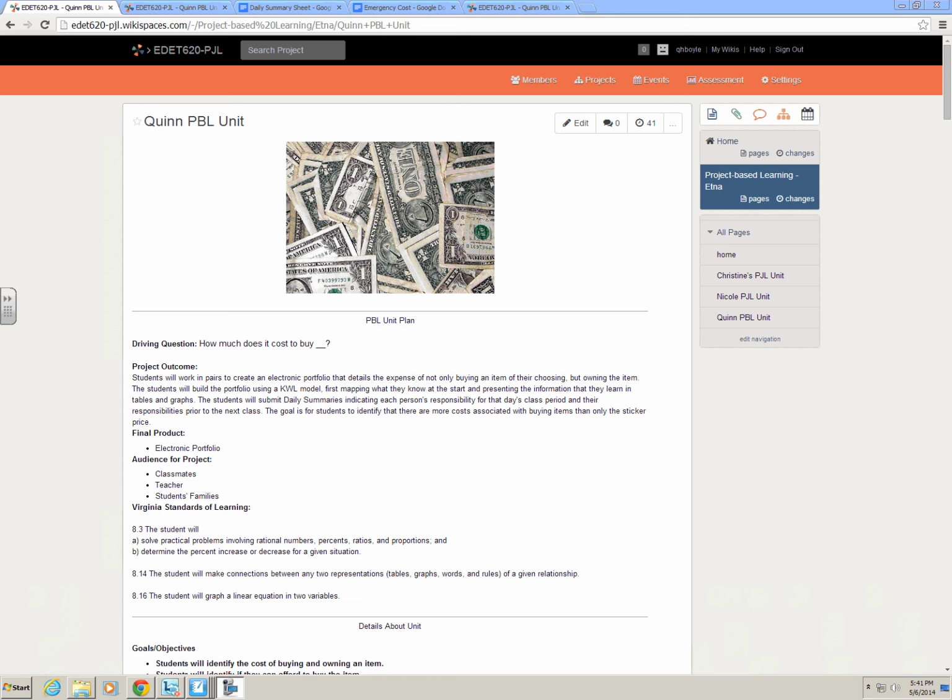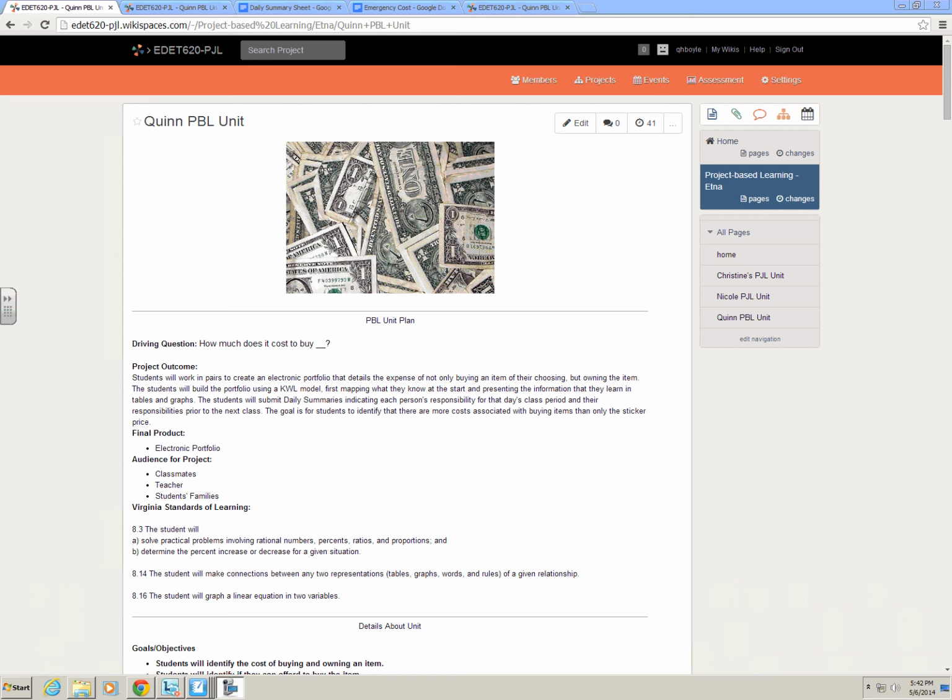Alright, for my unit, I'm working in 8th grade math class, and I'm building off the driving question, how much does it cost to buy an item? And I'm not just talking about the sticker price. I want to know what's the cost of owning the item? What hidden costs are there? How much is it going to cost to maintain the item? That kind of thing. So I do want the students to get into those hidden costs.